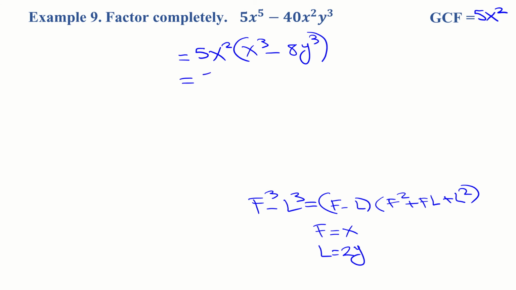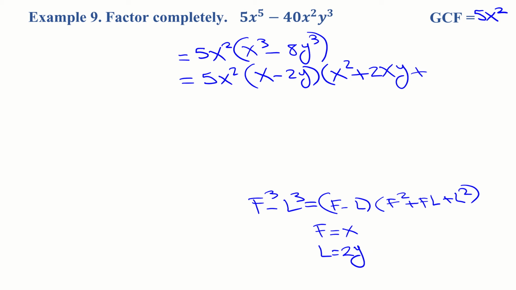So the 5x squared you carry, and you're going to have times f minus L. So x minus 2y times f squared, which is going to be x squared, plus fL. So multiply these two, we get 2xy, and then plus L squared. So when you square 2y, we get 4y squared.